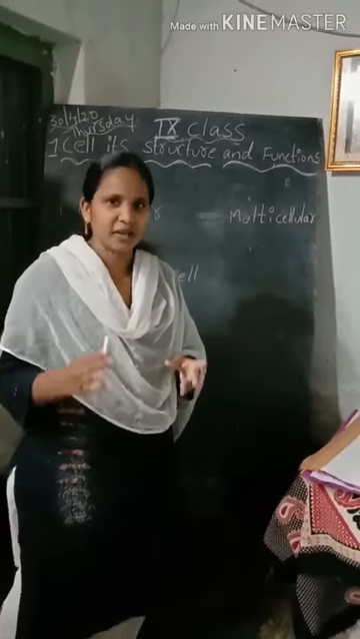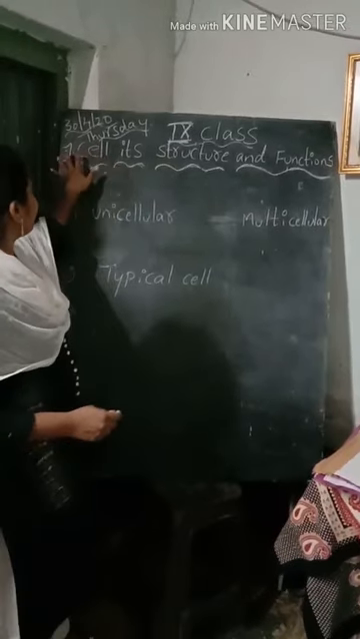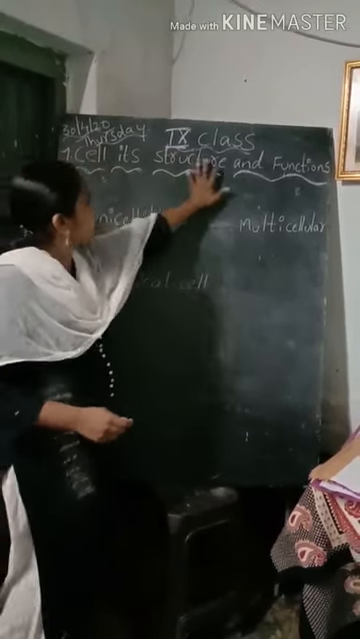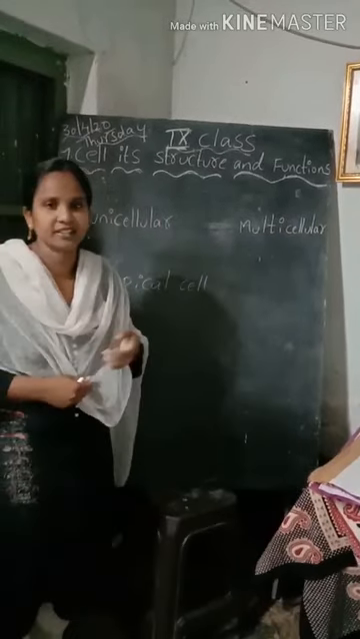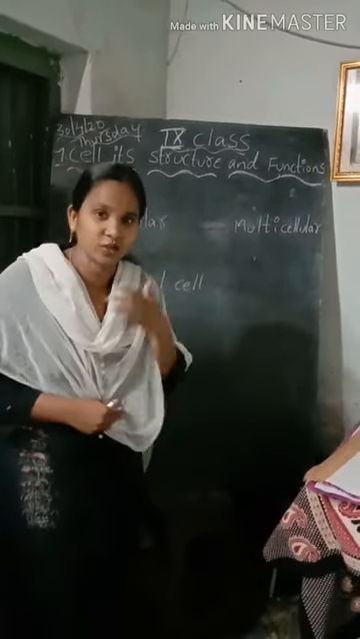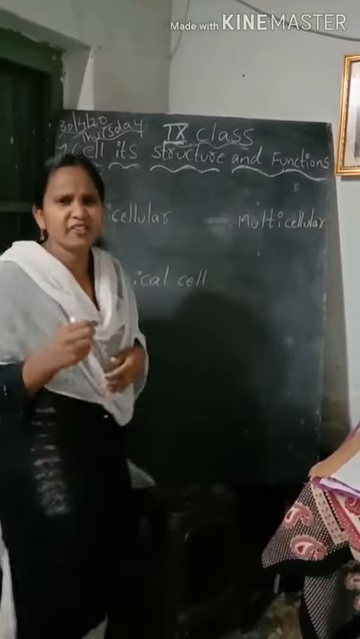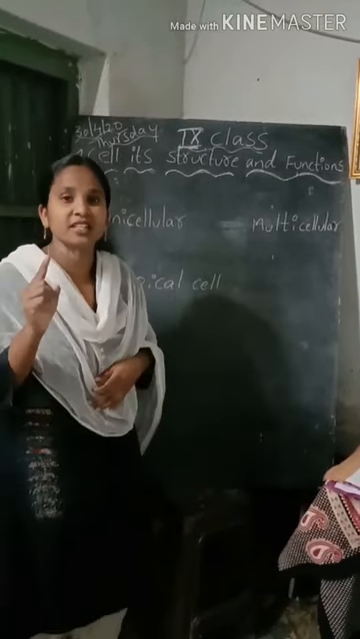In ninth class biology, what is the first lesson name? The first lesson name is cell, its structure and functions. What is a cell? Already in 8th class you learned the cell, the basic unit of life. Every living organism is made up of a single cell. You learned this in 8th class.